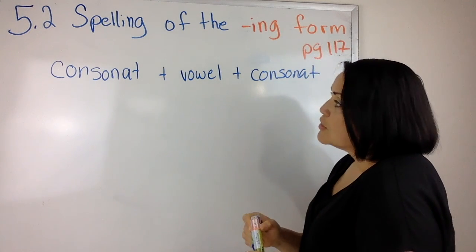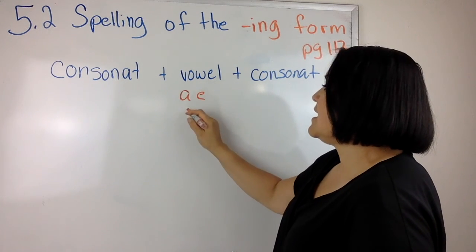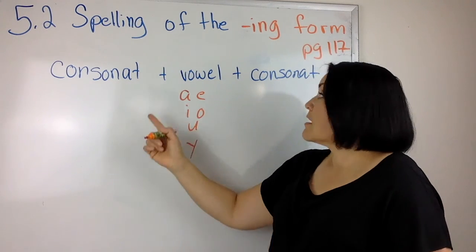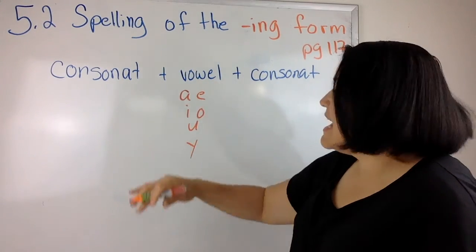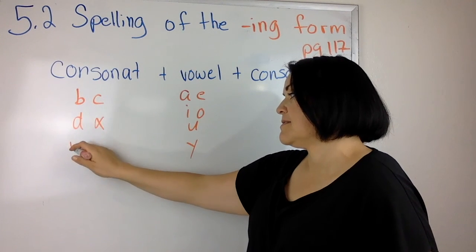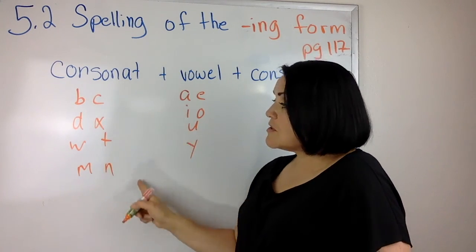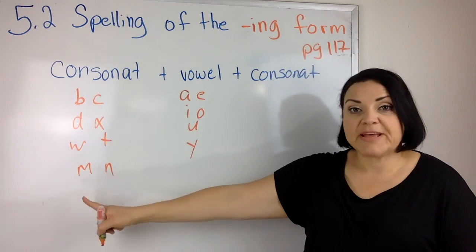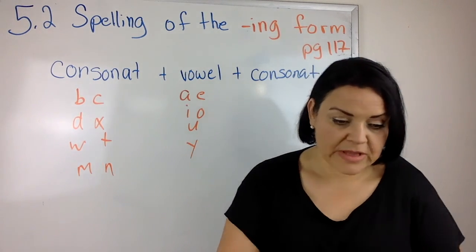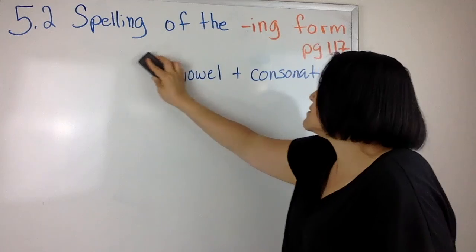Okay, a vowel, as we learned and should know, is A, E, I, O, U, sometimes Y. A consonant is every other letter, like B, C, D, X, W, T, M, N. So those are consonants, that whole alphabet. Vowels are A, E, I, O, and U. Just so we can be clear, I'm going to talk about consonants and vowels.